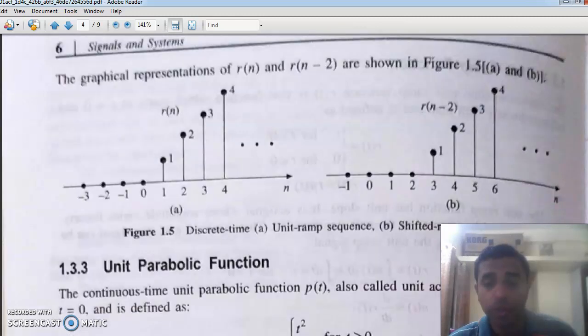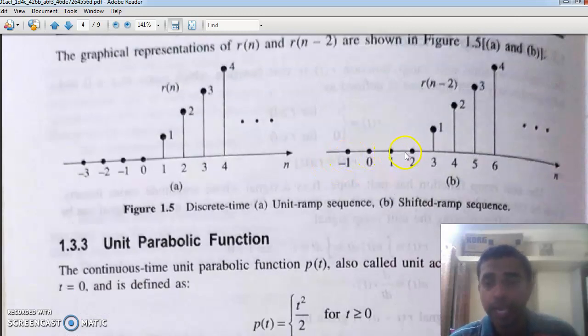Here also, it is delayed. It is shifted to the right; here it is r of n minus 2. That means it is shifted to the right by 2 samples. Initially it should start here, but it is delayed by 2 samples. 1, 2, it starts at this point. 1, 2, it starts at 3.